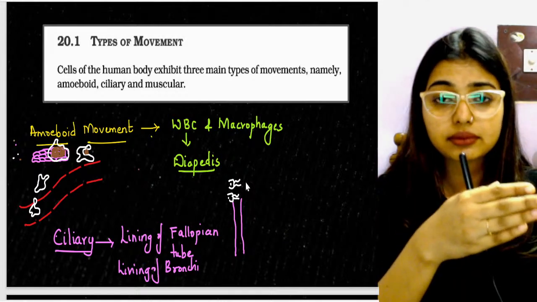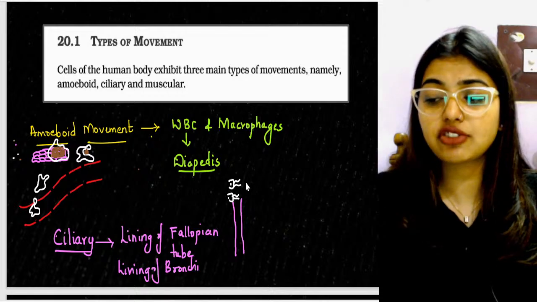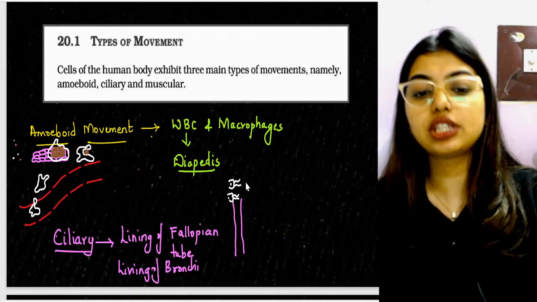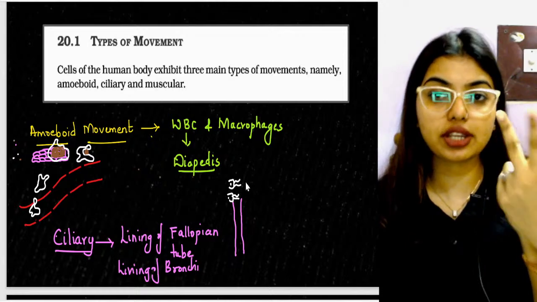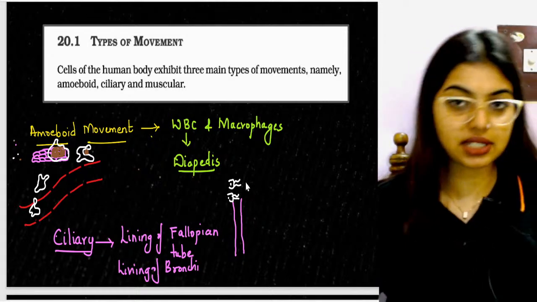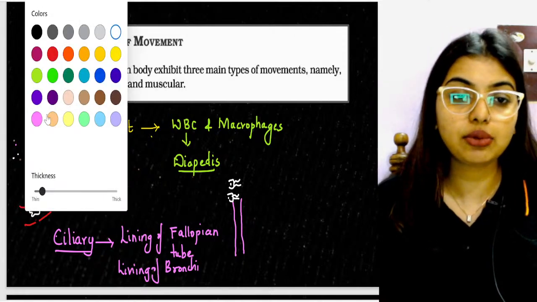Same way, if air is entering, then the trachea and bronchi will tell it, please go this way, this is where you are supposed to go. So in the lining of the fallopian tube, the lining of the trachea and bronchi, all these places, this movement is present. Who is that? Your ciliary movement we can see.